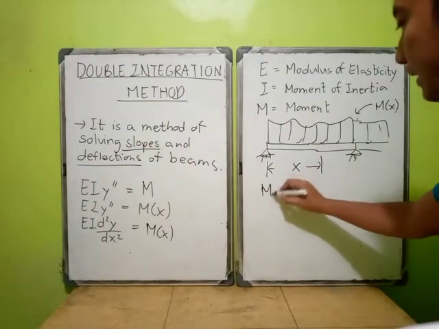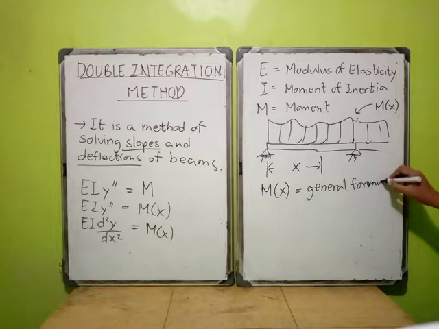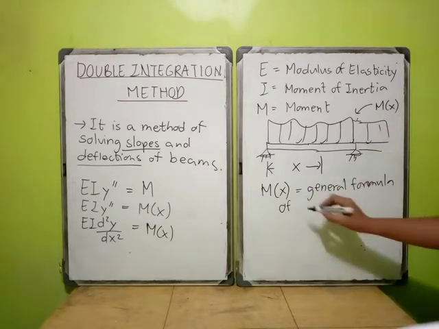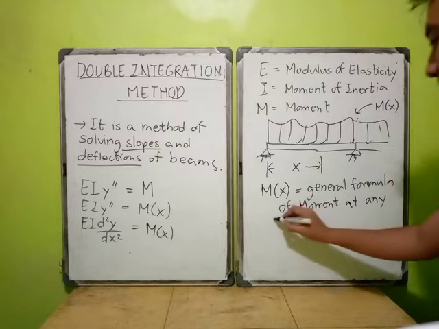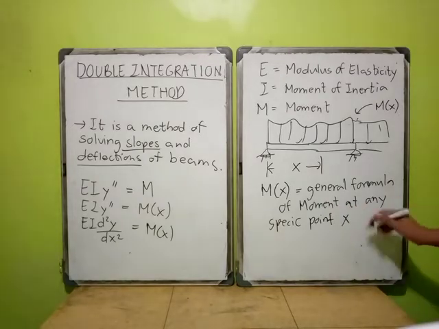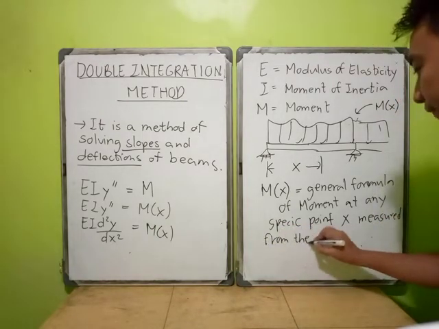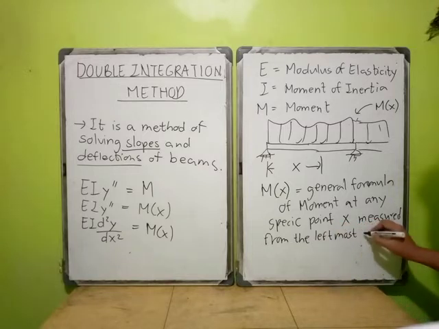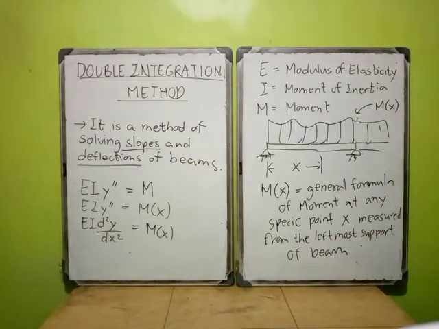Okay, so ilagay ko na lang dito. M of x is the general formula of moment at any specific point x, measured from the leftmost support of beam. Okay, so sinulat ko na lang lahat, okay. So it is the general formula of moment at any specific point x measured from the leftmost support of beam.